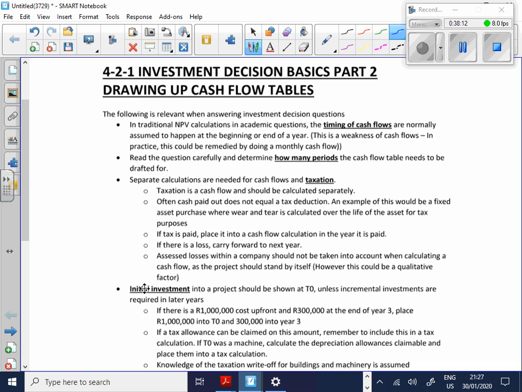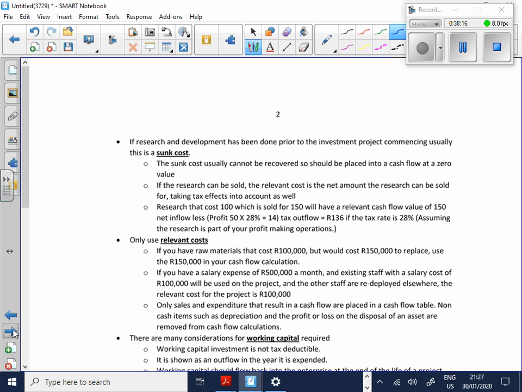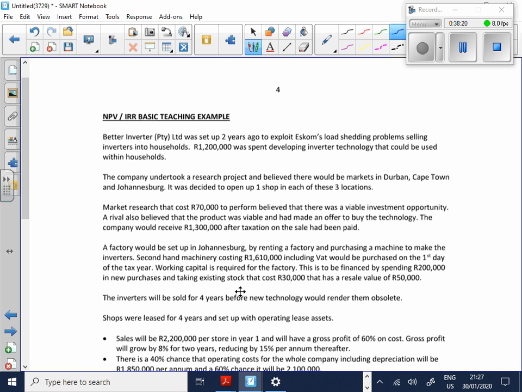So let's see how this is going to impact upon this question, based on what we've just discussed. Inside the question, guys, how much did it cost you to buy the machine? It says second-hand machinery costing 1.61 million including VAT would be purchased on the first day of the tax year. So guys, it includes VAT. Can you get VAT back on a machine? Yes. So am I going to spend 1.61 million, or am I going to spend 1.61 million times 100 over 115? The second one. So just do it. 1.61 million times 100 over 115. What do you end up with? 1.4 million. Guys, comfortable? Okay.